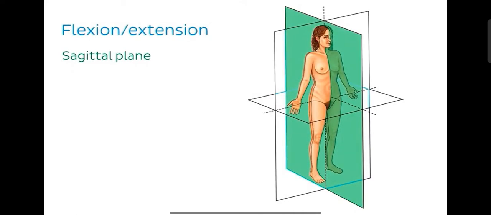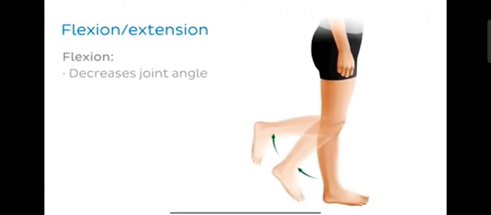This is the sagittal plane right here. It's the vertical plane running through the body front to back, cutting the body right in half, which you see here highlighted in green on this image. So we're going to go back to the knee to give a proper definition of each term.